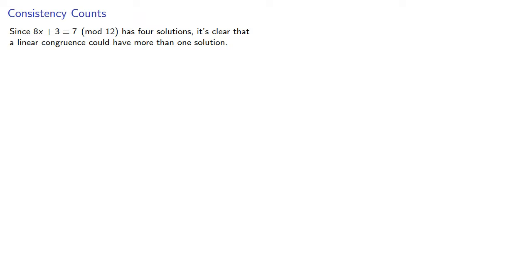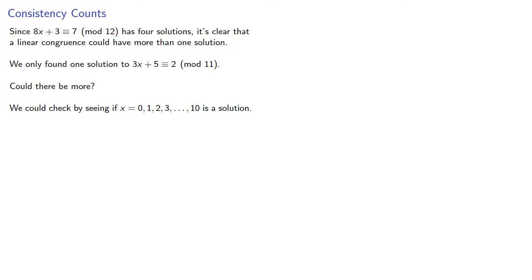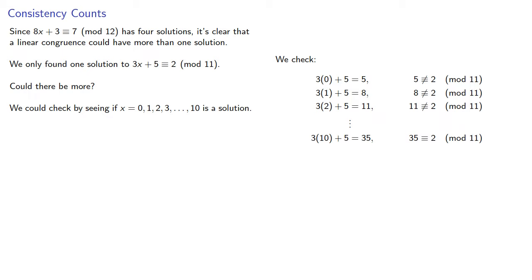Since 8x plus 3 congruent to 7 mod 12 has 4 solutions, it's clear that a linear congruence could have more than one solution. We only found one solution to 3x plus 5 congruent to 2 mod 11, and so the natural question to ask is, could there be more? And we could check by seeing if x equals 0, 1, 2, 3, all the way up to 10 is a solution, and we find that there is in fact only one solution.